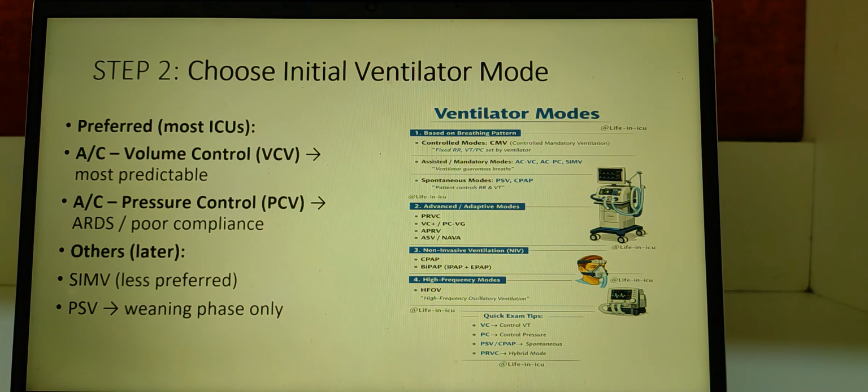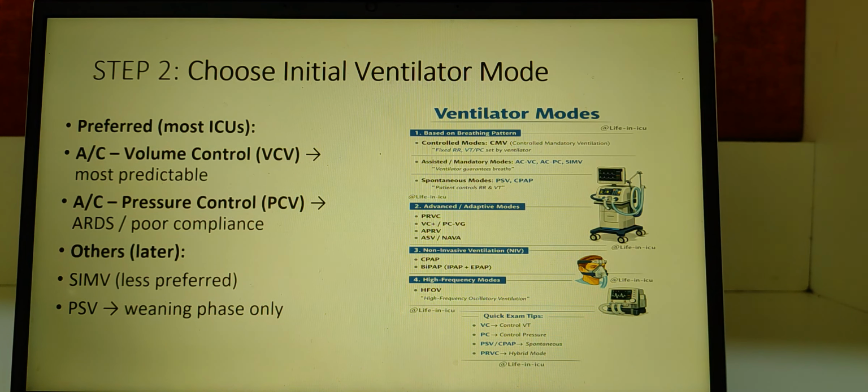Next we choose the mode. So what is the mode of the ventilator? In the ICU, most commonly we decide ACVC, then ACPC. ACVC is assist control volume control and ACPC is assist control pressure control. Nowadays, we prefer ACVC over total control.